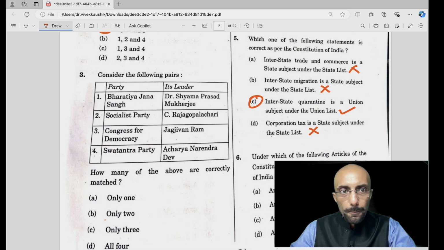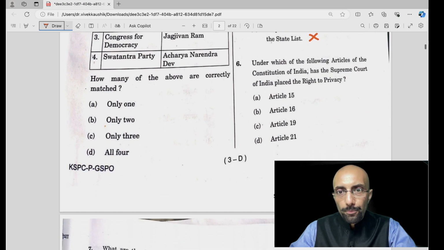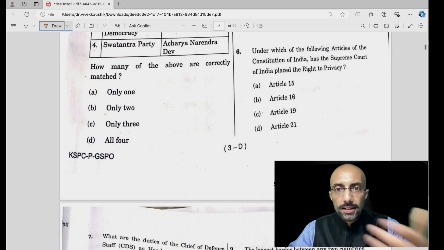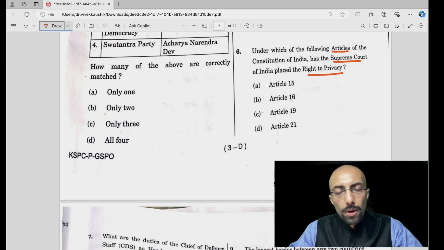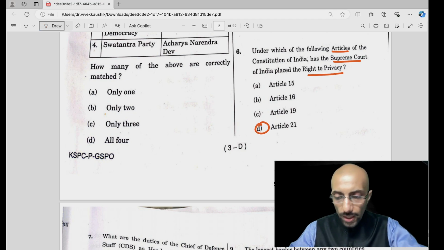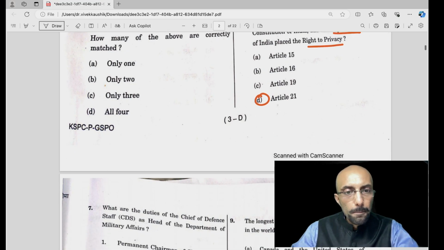Question number 6. You cannot expect a question easier than this in the prelims examination. Under which of the following articles of the Constitution of India the Supreme Court placed the right to privacy? You all know in the famous Puttaswamy versus Union of India 2017, the Supreme Court held that the right to privacy is a fundamental right under Article 21. So the answer of the 6th question is D. Next question, question number 7.